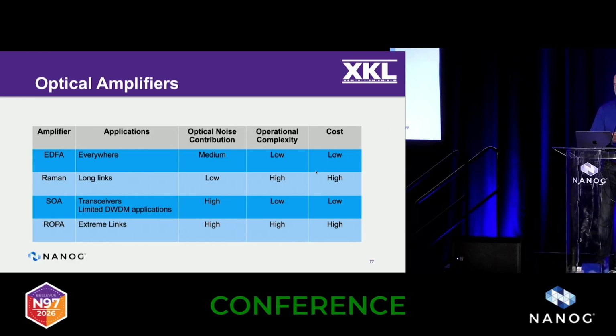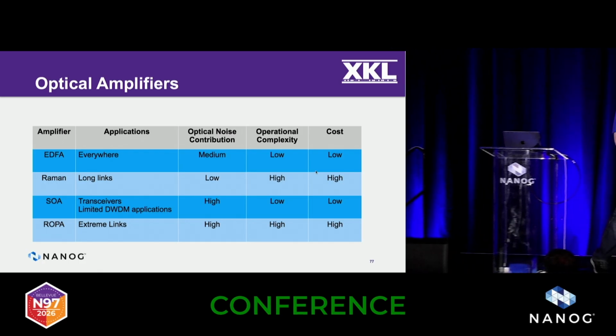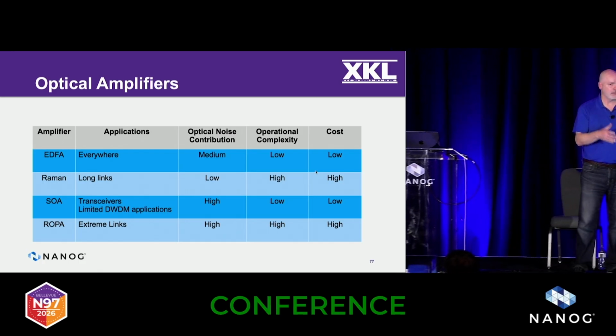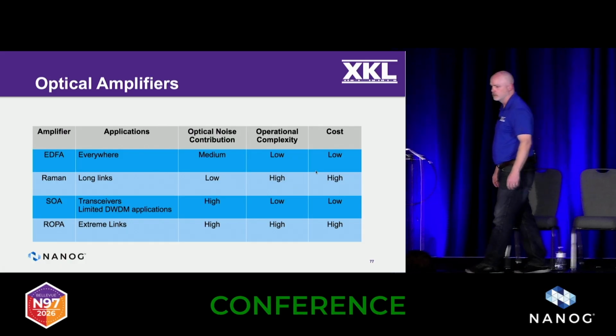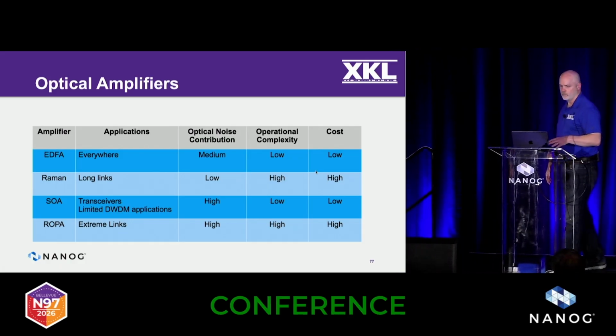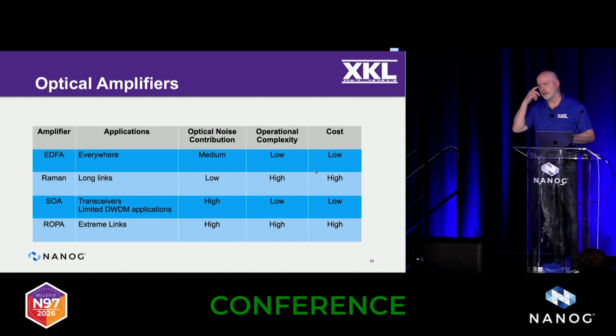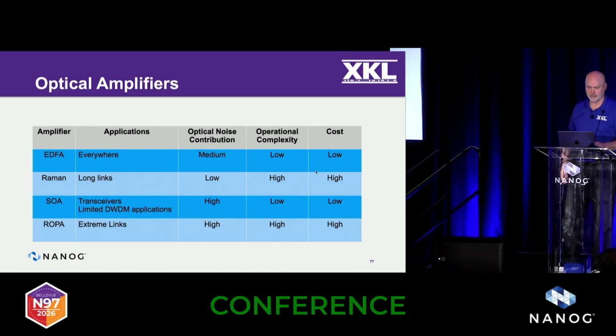Ramans are very low noise devices. But the operational complexity and the cost are much, much higher than EDFA. But sometimes you just don't have a choice. Your link's not going to work without a Raman, for example. And your vendor, whoever you're working with, will give you guidance on it. It's not like, hey, I think I need a Raman here. They should give you all the guidance you need.